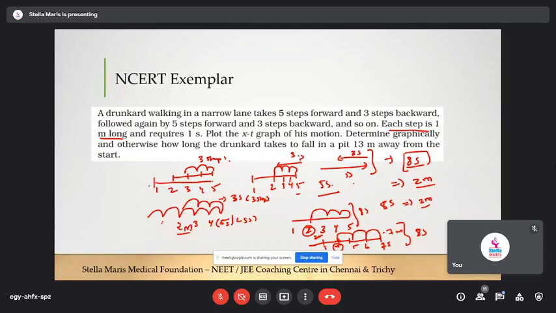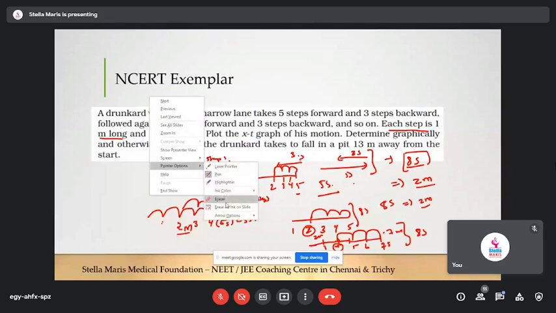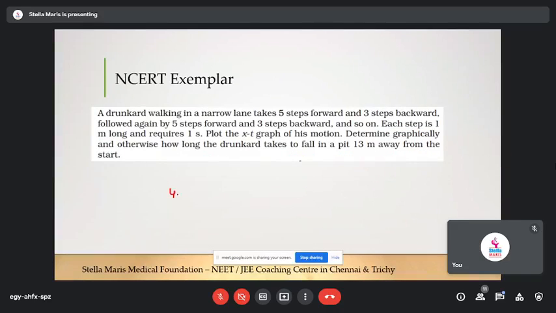So subsequently, he is at 4 meters or the 4th step. I'll write 4 meters. So in the 3rd cycle, what will happen? He'll go 1 step forward, another step forward, and another, and another, and another. So it's going to be 5, 6, 7, 8, and 9. So 1, 2, 3, 4, 5, right?